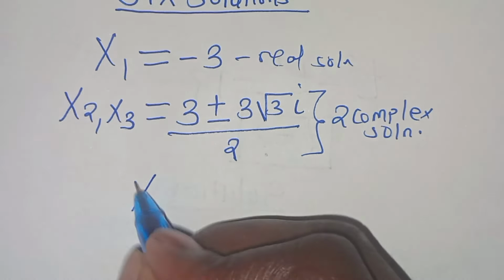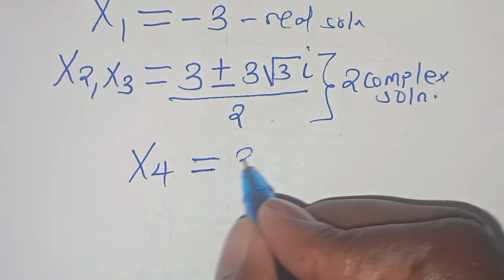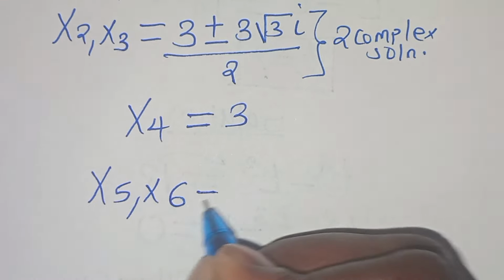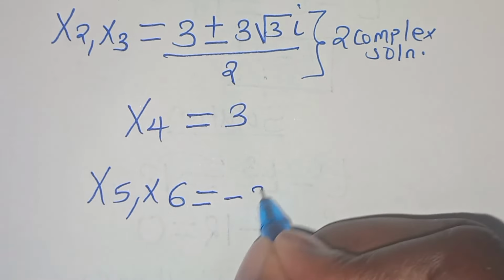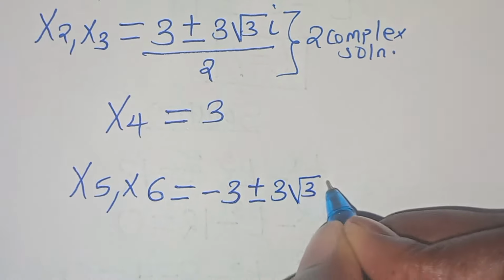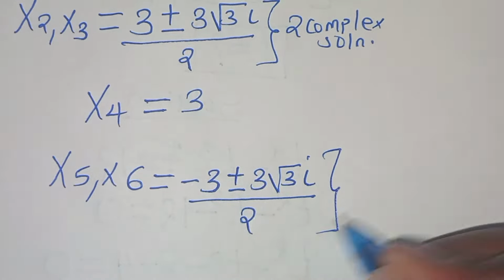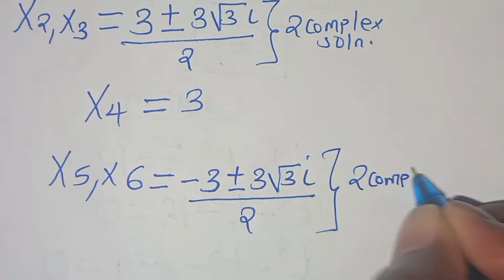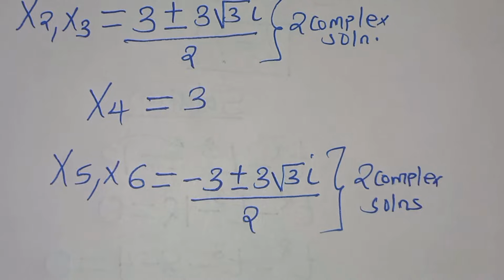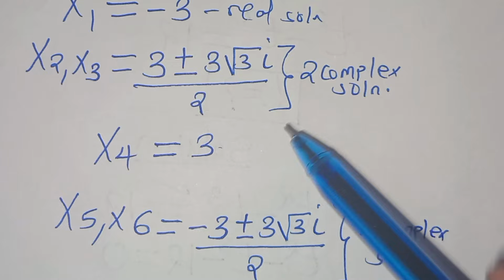Now we have x4. This is equal to 3. Then we have x5, x6. This is equal to minus 3 plus or minus 3 root 3i, everything here divided by 2. And again, these are two complex solutions under case 2. And this totals to 4 complex solutions and only 2 real solutions here.